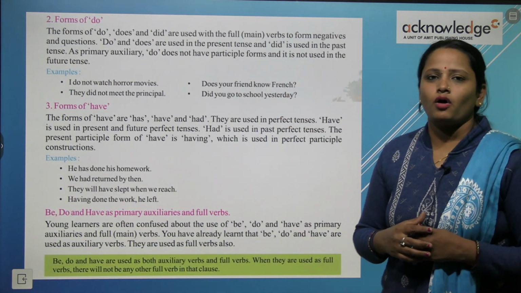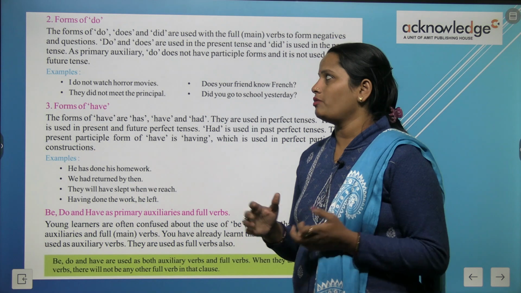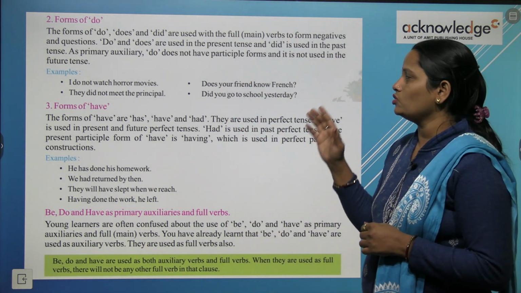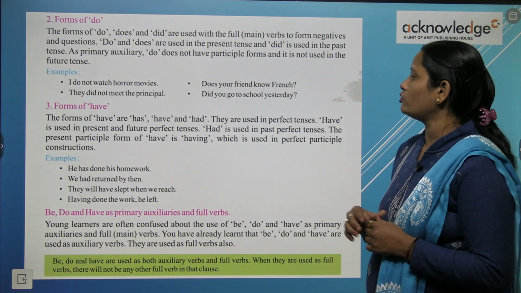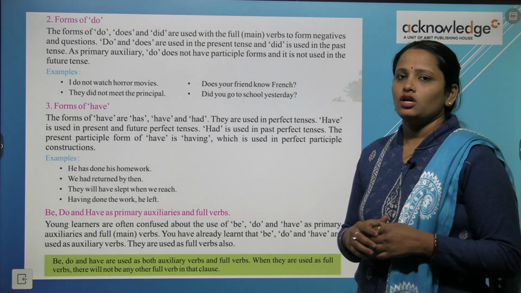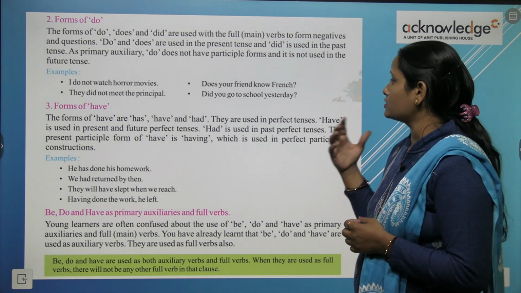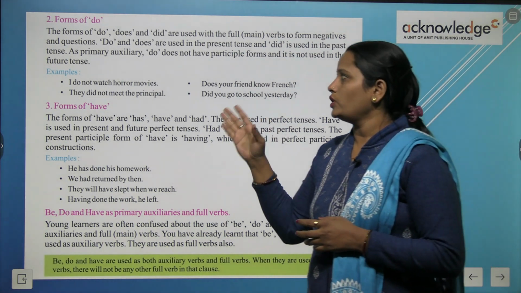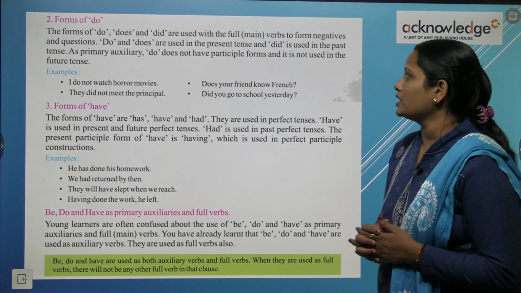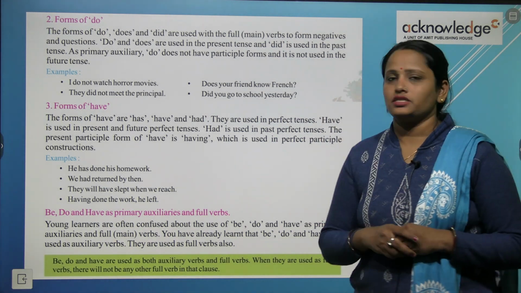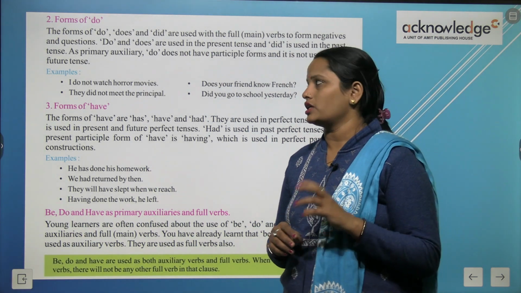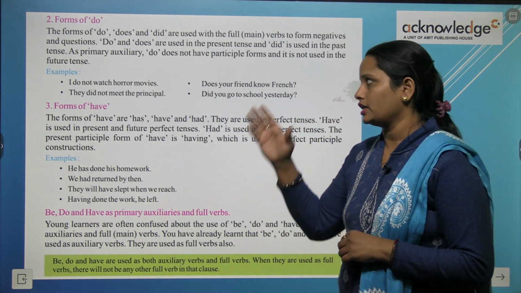Now, the forms of do. Do के कौन-कौन से form हैं? Let's read that. The forms of do, does and did are used with the main verb to form negative and question. So, question बनाने के लिए या फिर negative sentences बनाने के लिए भी हम इनका use करते हैं. Do and does are used in the present tense and did is used in the past tense. So, do और does को हम present form में use करते हैं, did को हम use करते हैं जब हम past की बात करते हैं.